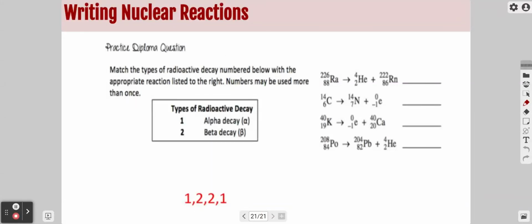Alrighty, I think this is the last question. Yep, this is the last question. This is from a diploma practice question. Match the types of radioactive decay numbered below with the appropriate reaction listed to the right. Numbers may be used more than once.